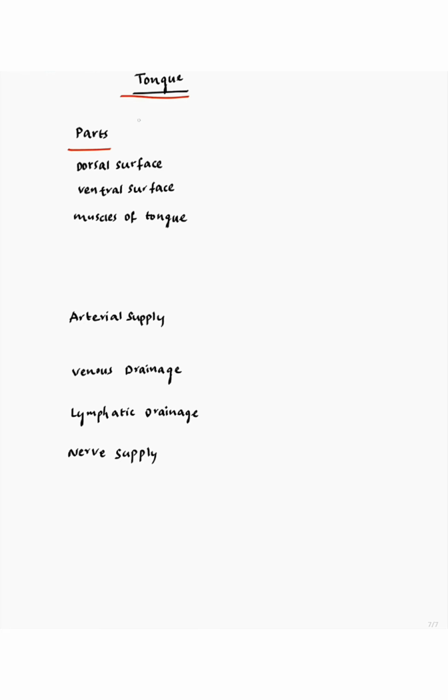Parts of tongue. It has tip, body, root. Body has two surfaces, dorsal surface, ventral surface, two margins, right and left lateral margins. Dorsal surface, it has three parts, oral part, pharyngeal part, and posterior most part.